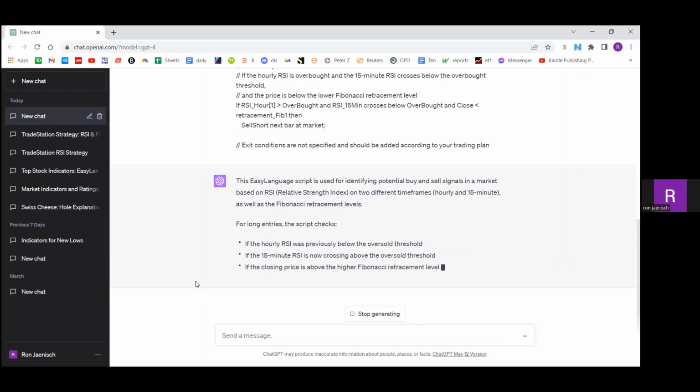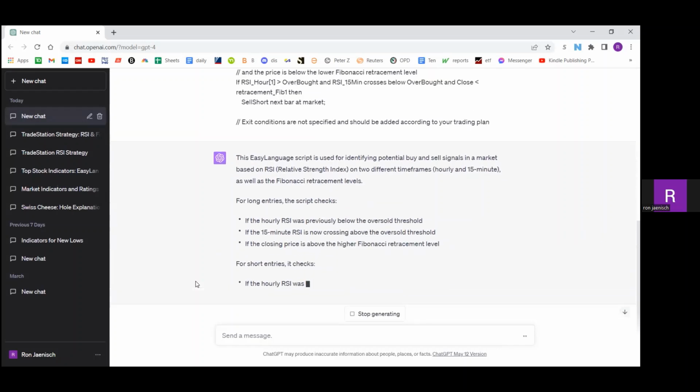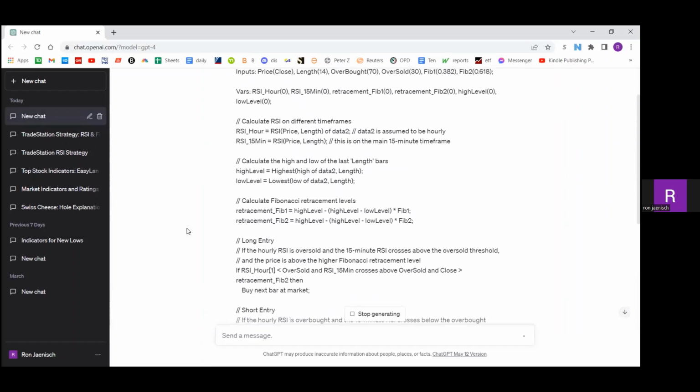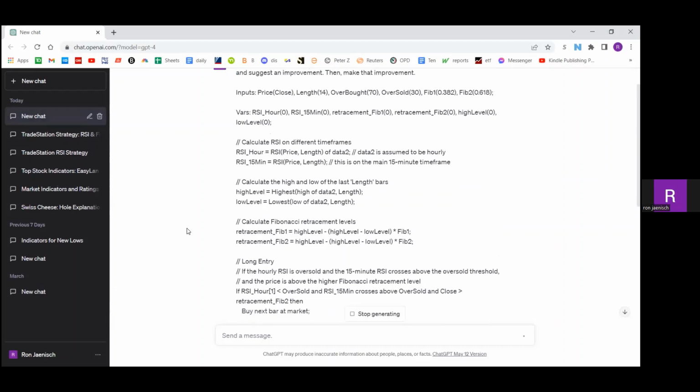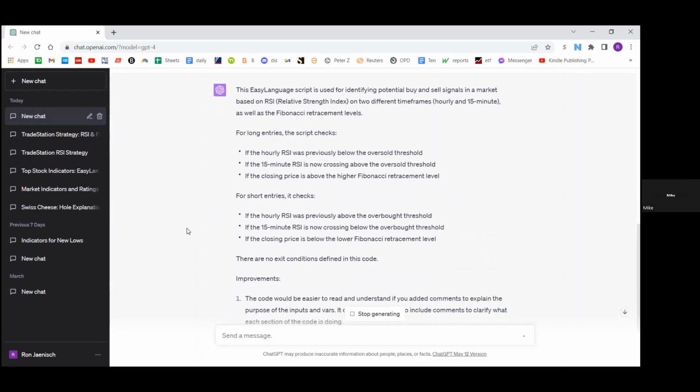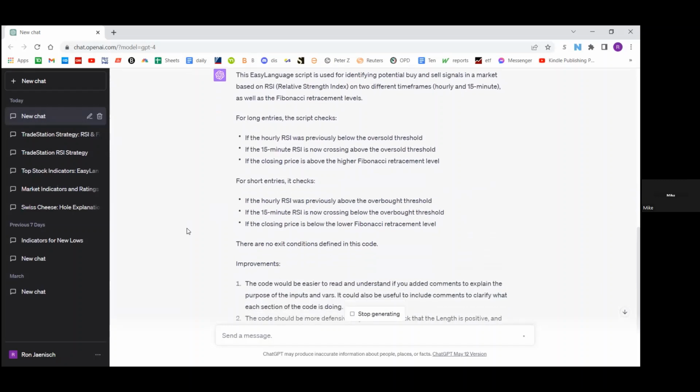Used for identifying potential buy and sell signals in markets beyond the RSI and 2 different time frames. Yep, I like the way this is written, and it looks easier to understand than most of the code which is published in the back of Stocks and Commodities.